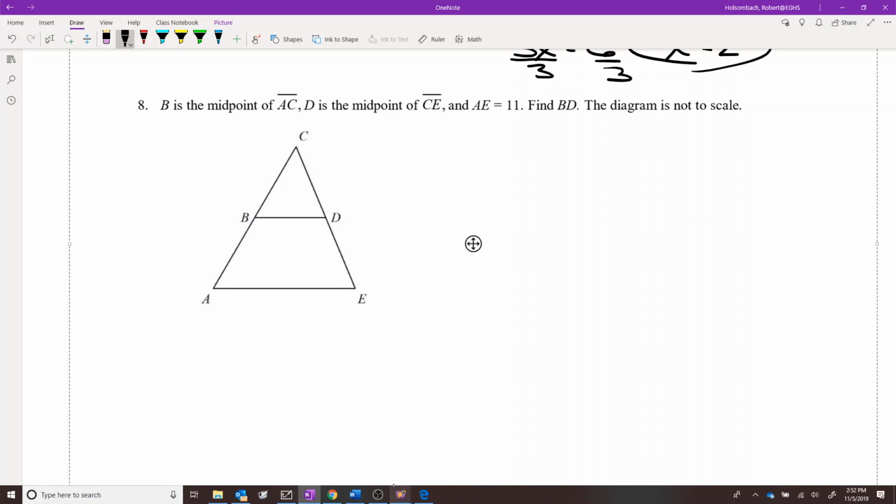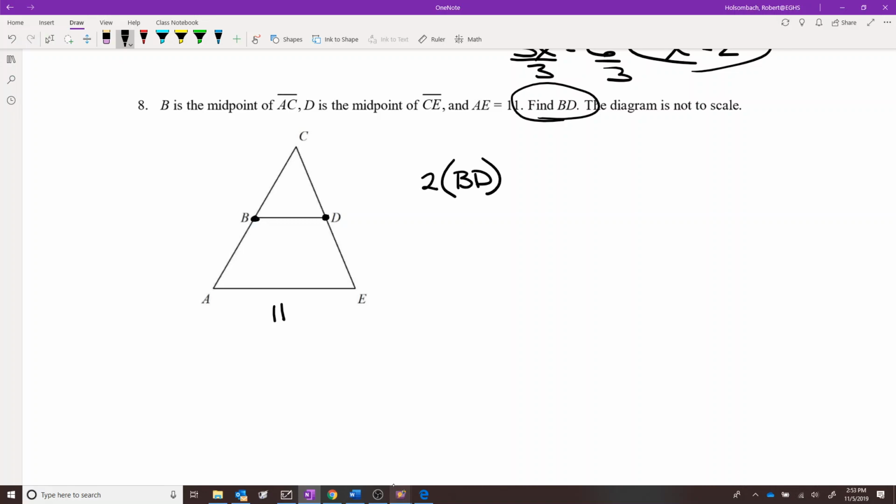Alright, number 8, B is the midpoint of AC. D is the midpoint of CE. That makes B to D a midsegment. AE is equal to 11. Find B to D. You're looking for the distance from B to D. Well, we said earlier that 2 times the midsegment equals the third side. So if you divide both sides by 2, these 2's will cancel, and BD is equal to 5.5.